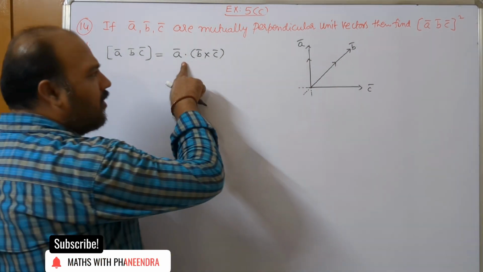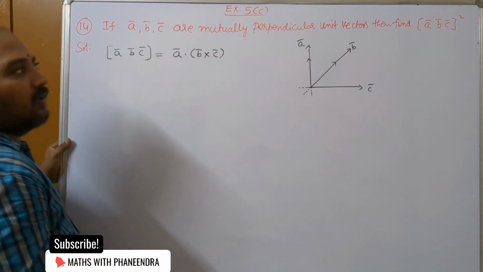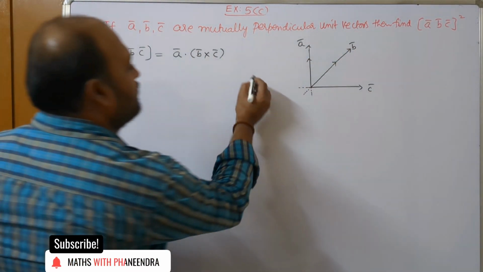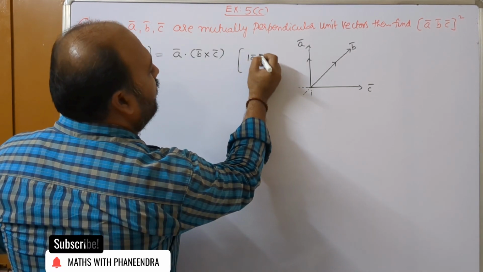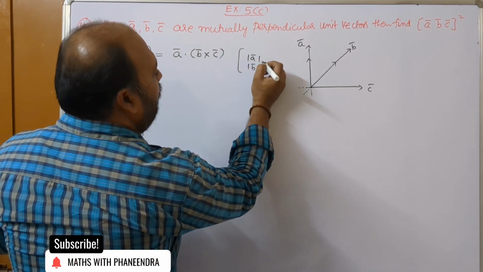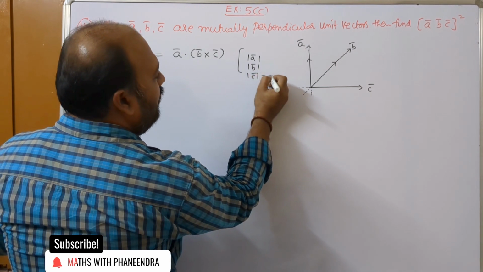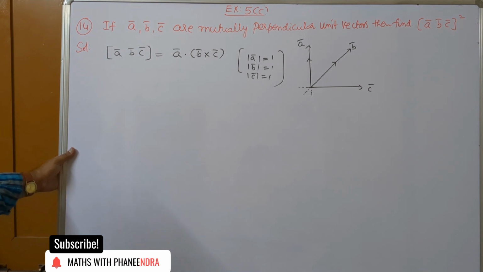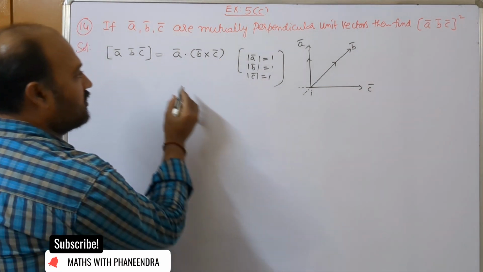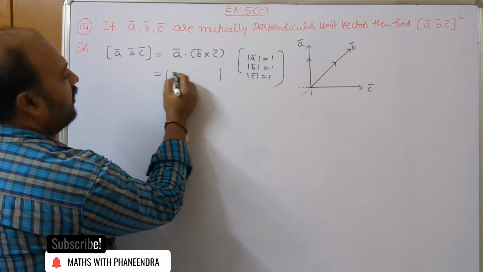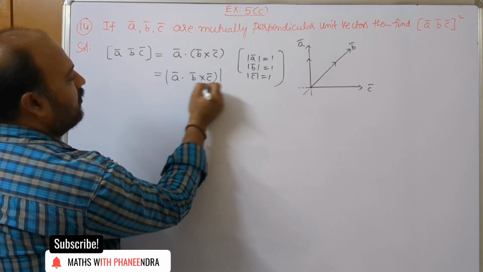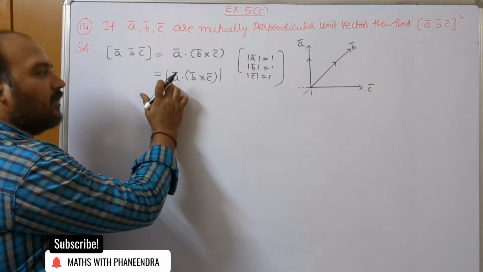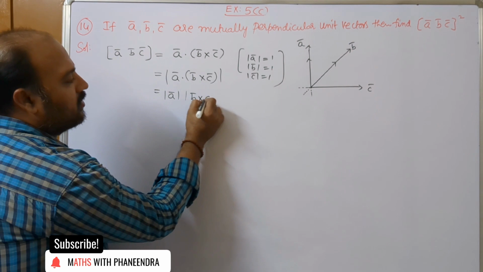So what is the meaning of A bar dot B bar cross C bar? Whatever they mentioned here are mutually perpendicular unit vectors. Given unit vectors, mod A, mod B, mod C are all equal to 1, dear students. A bar dot B bar cross C bar. Take the modulus of A bar dot B bar cross C bar. So modulus of A bar, mutually perpendicular means the angle between these two, also B bar cross C bar.